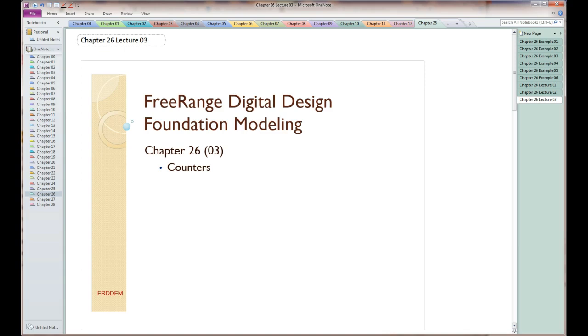This is Free Range Digital Design Foundation Modeling, Chapter 26, Lecture number 3. So we've been talking about counters, we've been using them in example problems. Now we are going to look at one more use of a counter, which is essentially an event counter.